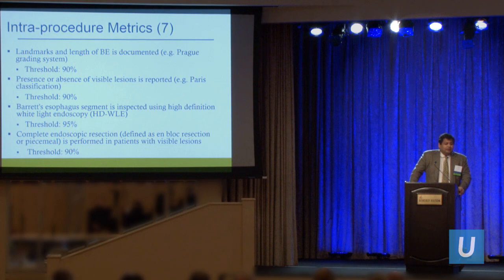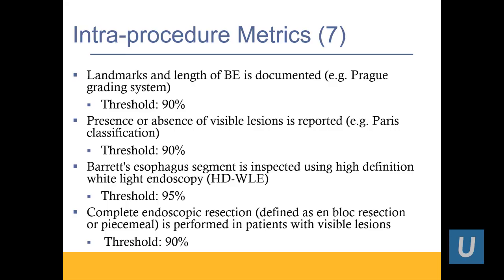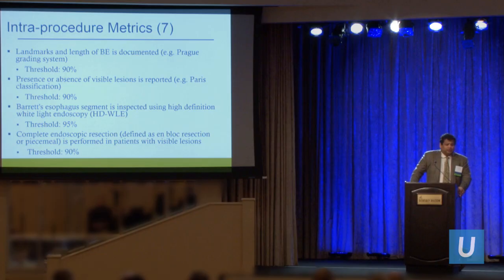Of course, you want to have consent and discuss the risks with the patient at least 99% of the time. You want to make sure you use that PROG system at least 90% of the time. You should report if there's any visible lesions 90% of the time. You should use high-definition white light endoscopy at least 95% of the time, which is hopefully something every unit has. And if you see a lesion, you should remove it with mucosal resection.